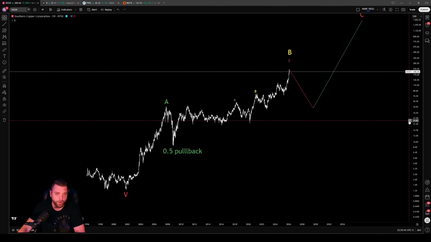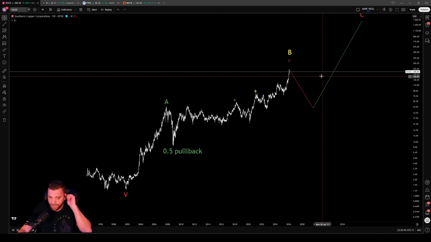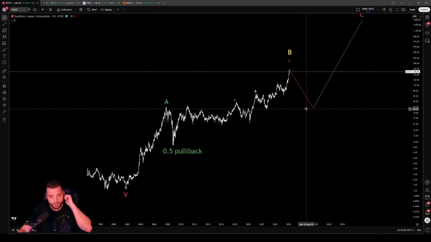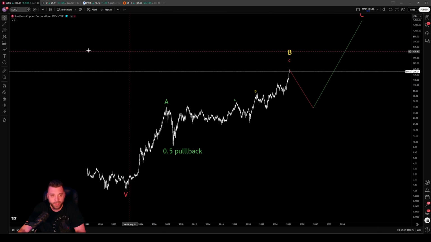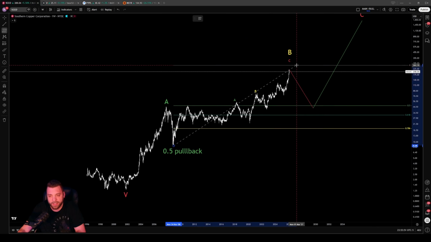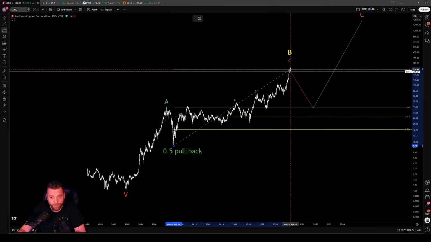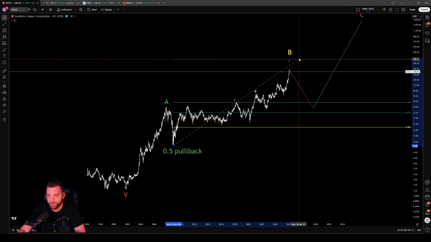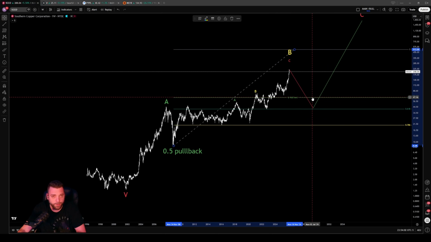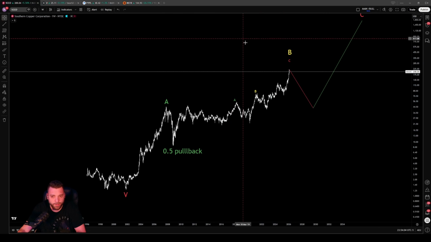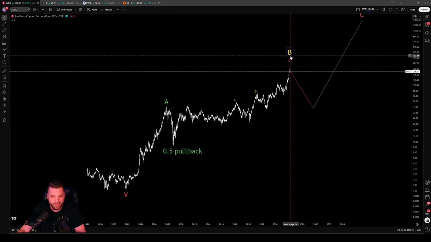If you're not already in it, I would wait for the B pullback. Because wherever the B peak is, you still need that. So let's say this was the B peak, you would come back down to 44. If your B peak is at 500, then you have to come to 67. That's a good entry.